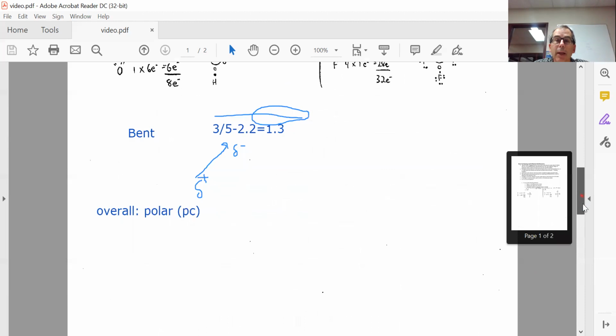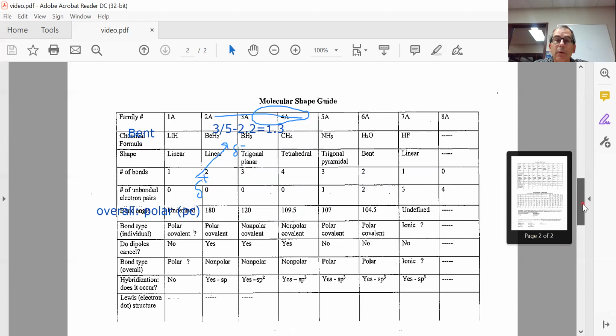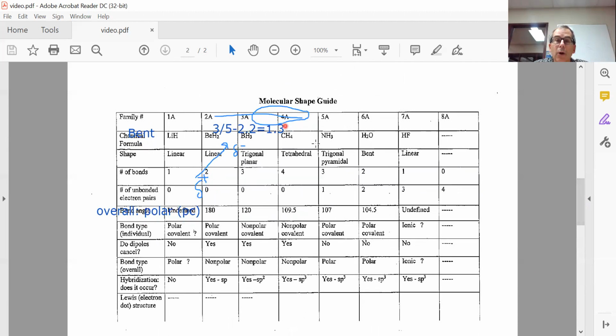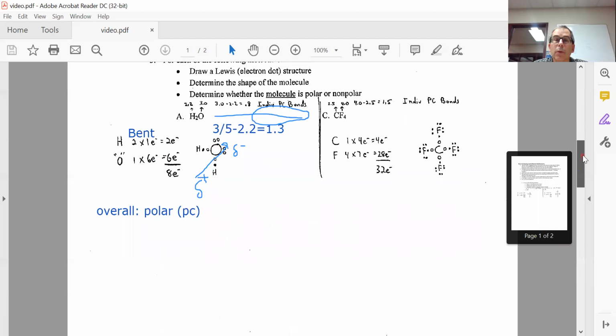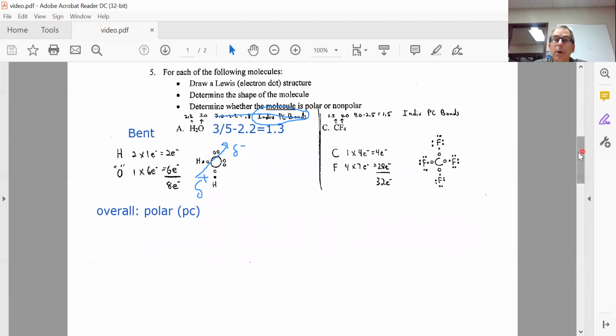Okay, just slide that down so you can see that. Family 4A, you've got CH4, CF4 in this case, and it's tetrahedral. Okay, we'll write that in. Come back up here. Call this tetrahedral in the box. And then the next thing we're going to do is just look at this.